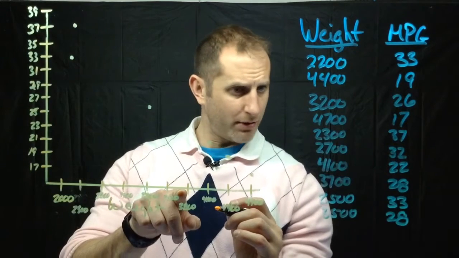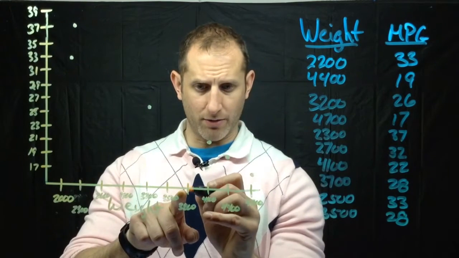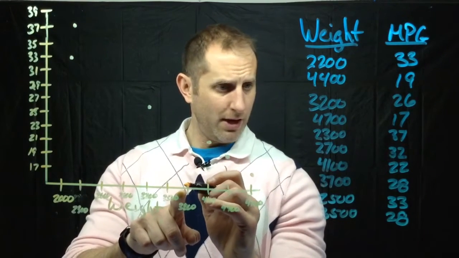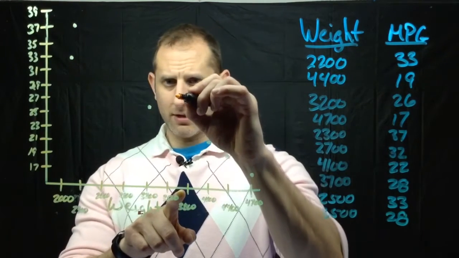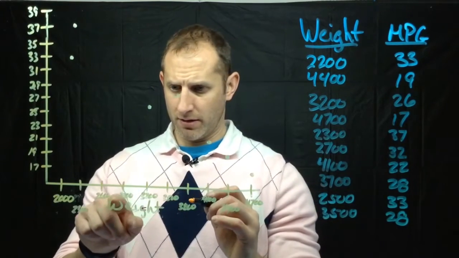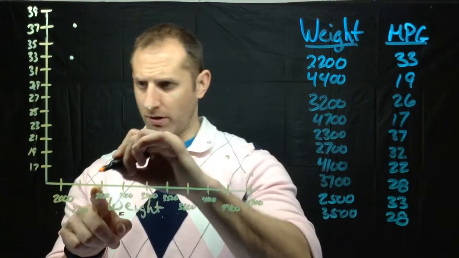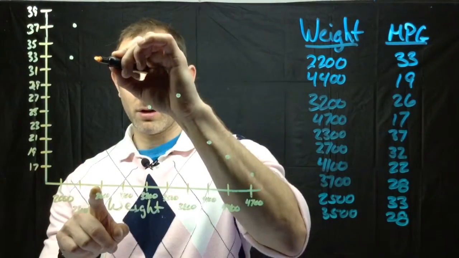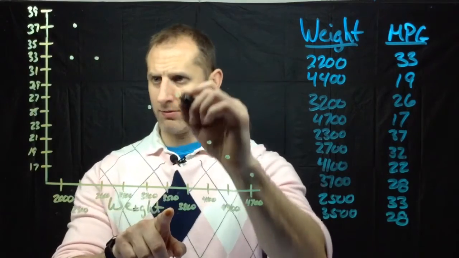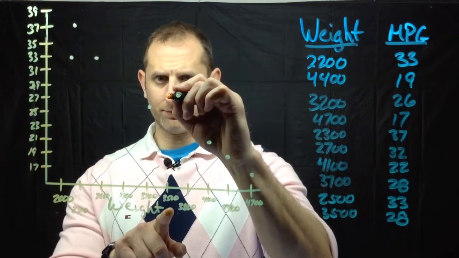3700, which would be slightly about here. And you'll notice that I do not have to be right on this line. I'm trying to find somewhere in that range, approximate. 3700 is 28. 25 would be about here. 33. And then 3500 would be 28, which would be about there.